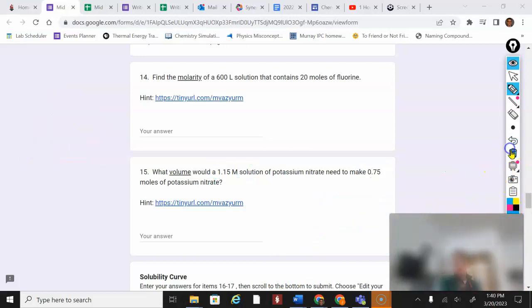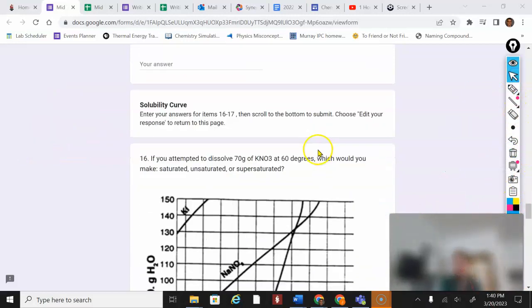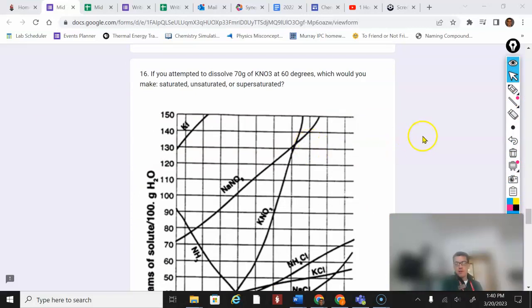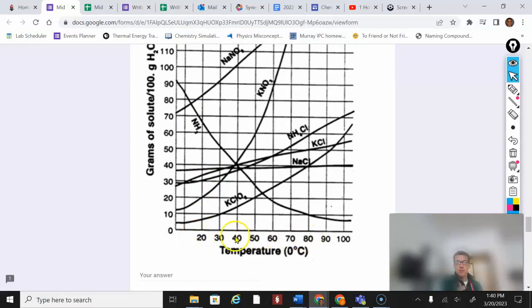All right, 16. Solubility curves. We're asking if it's saturated, unsaturated, or supersaturated. The lines on these graphs are the saturation points. So the line that we graph is the maximum amount that can be dissolved at a given temperature. Temperature is the x-axis. It increases from left to right. The grams of solute, that's the y-axis. It increases as we go up.